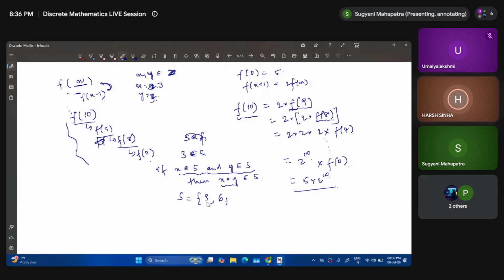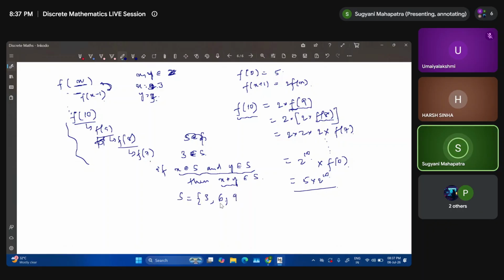So whenever only one element is given, we just have to increase it by that, like 3, 6, 9, like that? No, not 9. See, that is the point here. You can't just have 9. So x can be 3, y can be 6, then you will get 9 is in S.